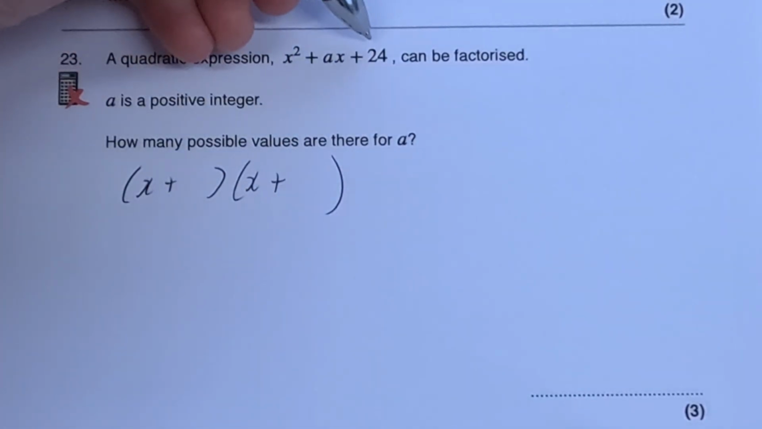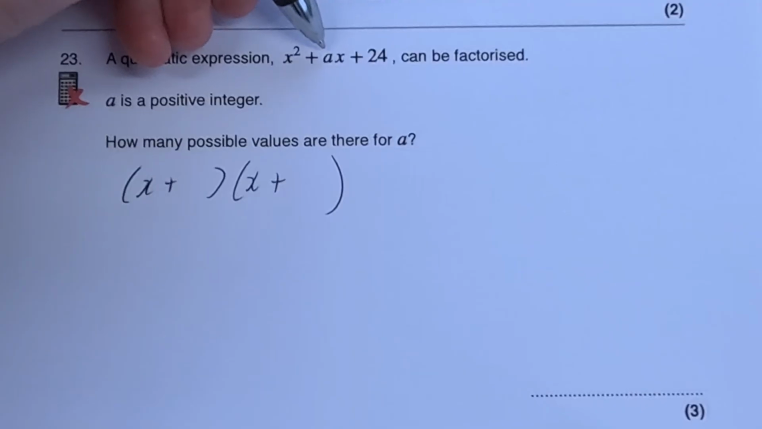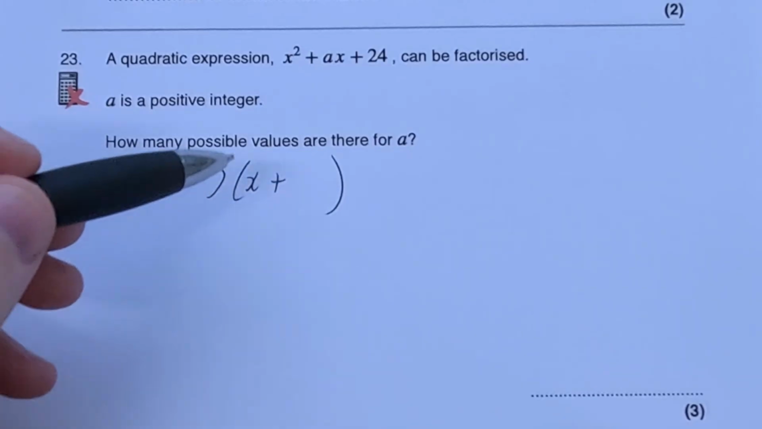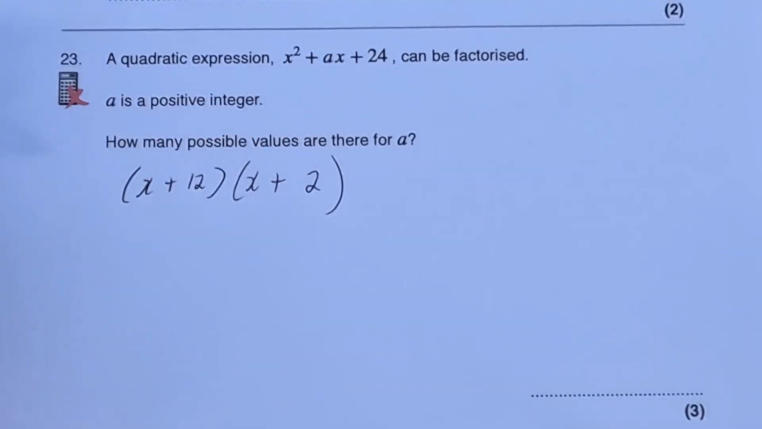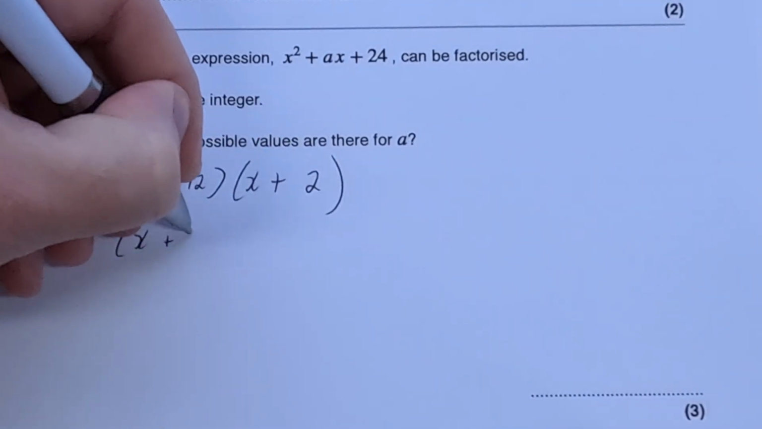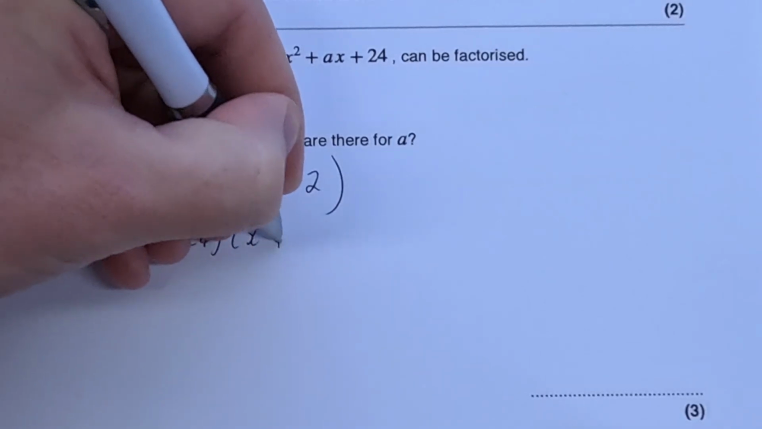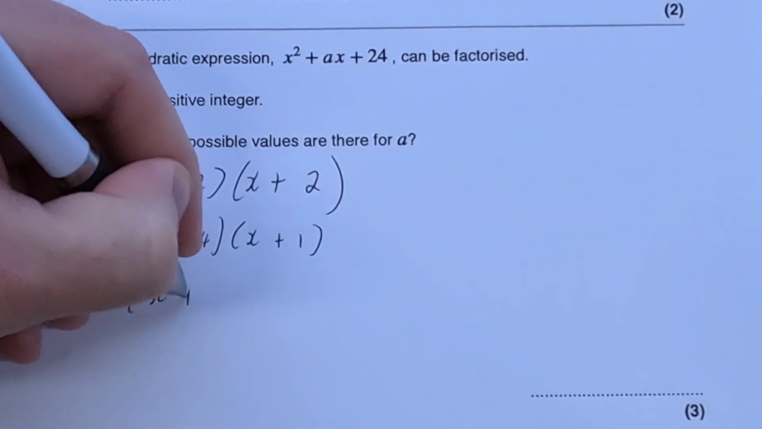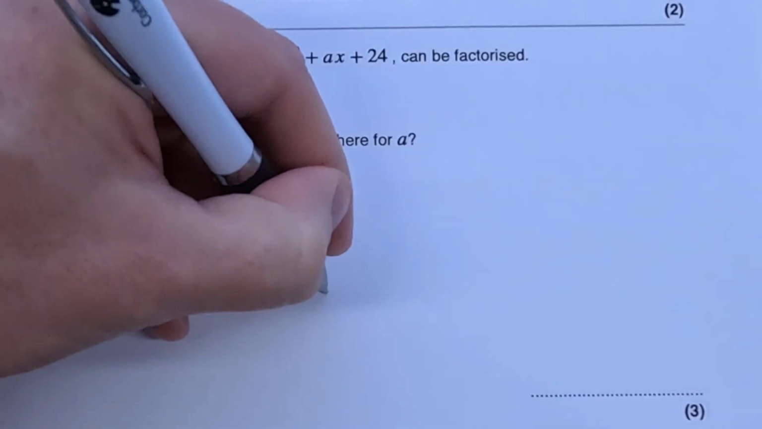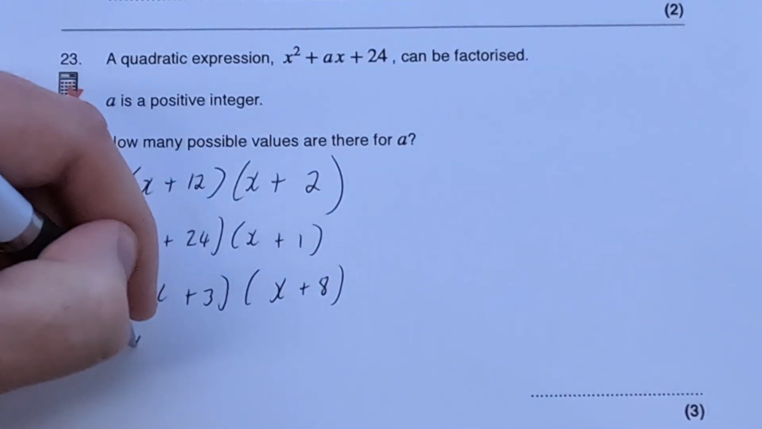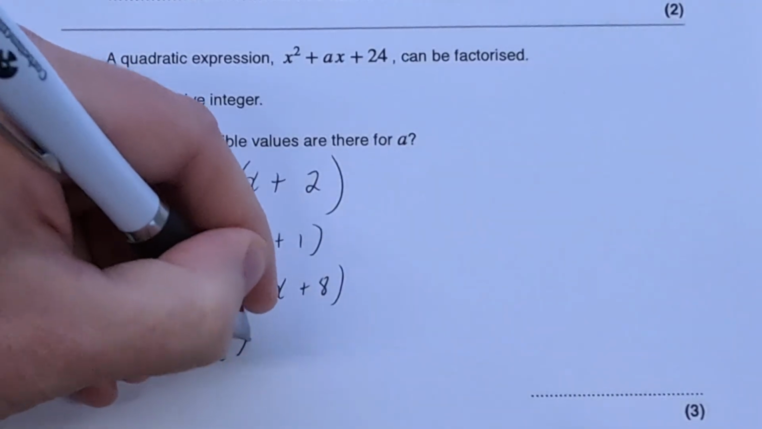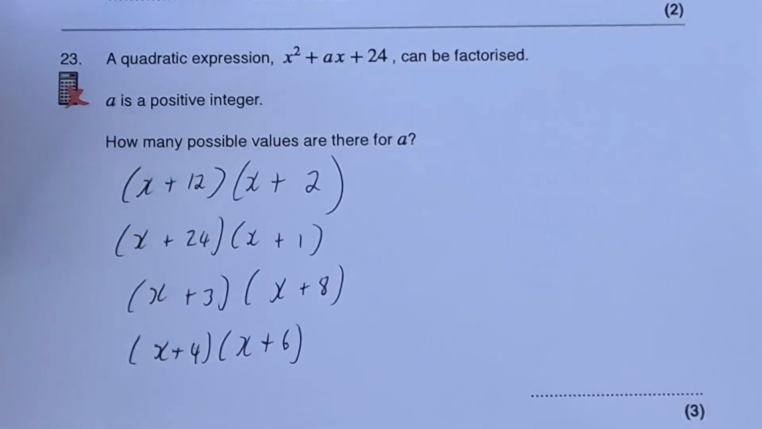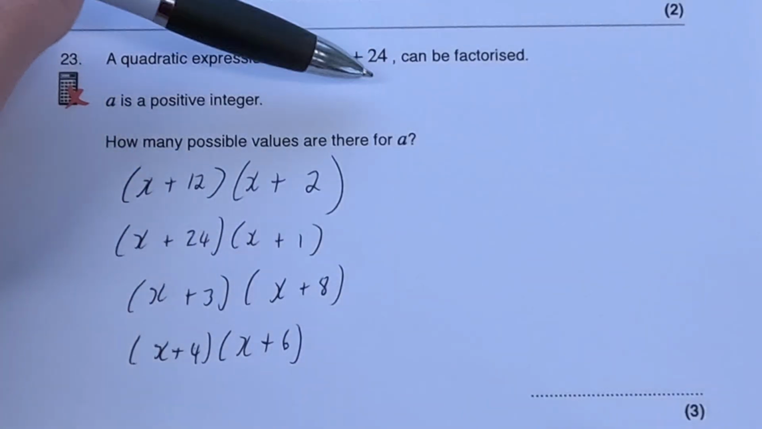It's not going to be two minuses, because if a is a positive integer, they add together to be a positive and not a negative number. So what we need to do is think what numbers here could times together to be 24. Well, we could have 12 and 2. They times together to be 24. We could have x plus 24 and x plus 1. We could have x plus 3 and x plus 8. They times together to be 24. What else would times together to be 24? 4 and 6, x plus 4 and x plus 6. And they would be all the possible options. If we were given this and it can be factorised, that means it can be put into brackets.